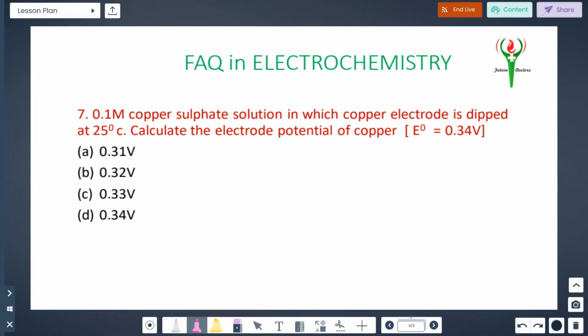See the sum. 0.1 molarity copper sulphate solution in which copper electrode is dipped at 25 degrees Celsius. Calculate electrode potential of copper. E0 is given. The standard potential is given. They are asking to find out electrode potential. So the formula is the Nernst equation.